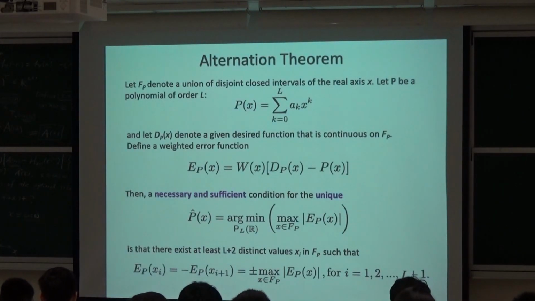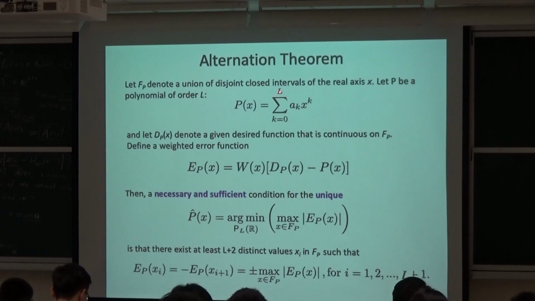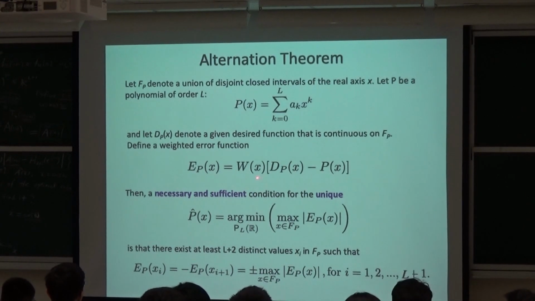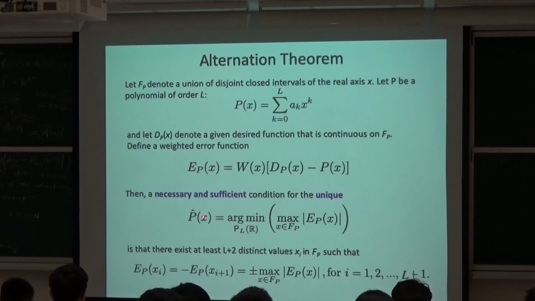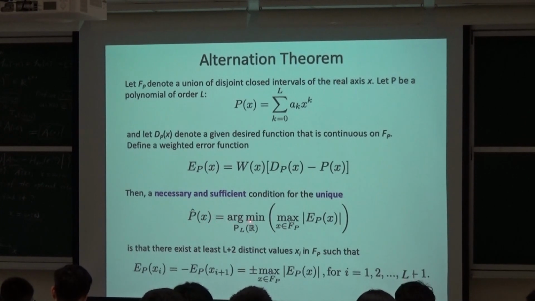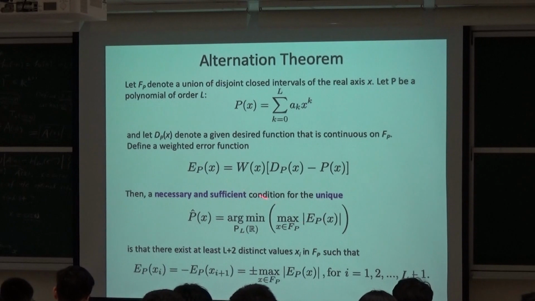And here is the theorem. We're searching in the space of all possible nth order polynomials. The notation is a bit different, but it's basically the same thing. We want to find a polynomial that minimizes the maximum weighted absolute error. Same problem formulation, and here is the theorem.